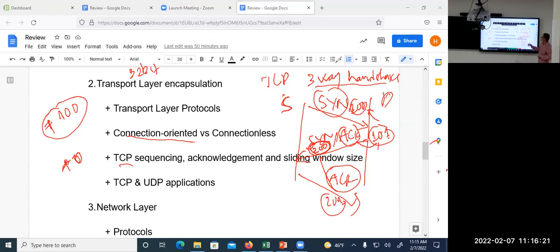You have the SYN request, then you have the SYN and ACK. The ACK is a confirmation for the first one, and the SYN is from his own side. And now this guy sends the ACK. When you complete the three-way handshake, that means you agree on everything: the sequence number, the acknowledgement number, and the sliding window. Now you can send data from the source to the destination and back and forth.